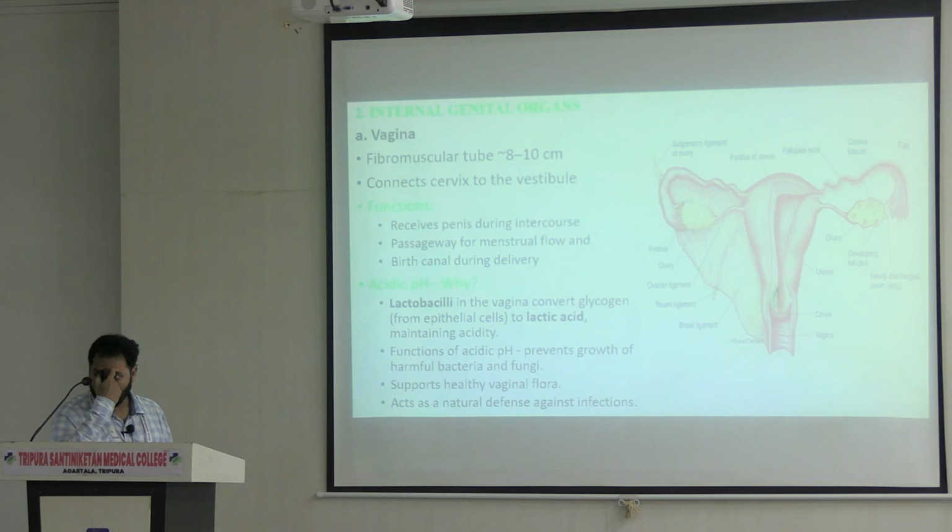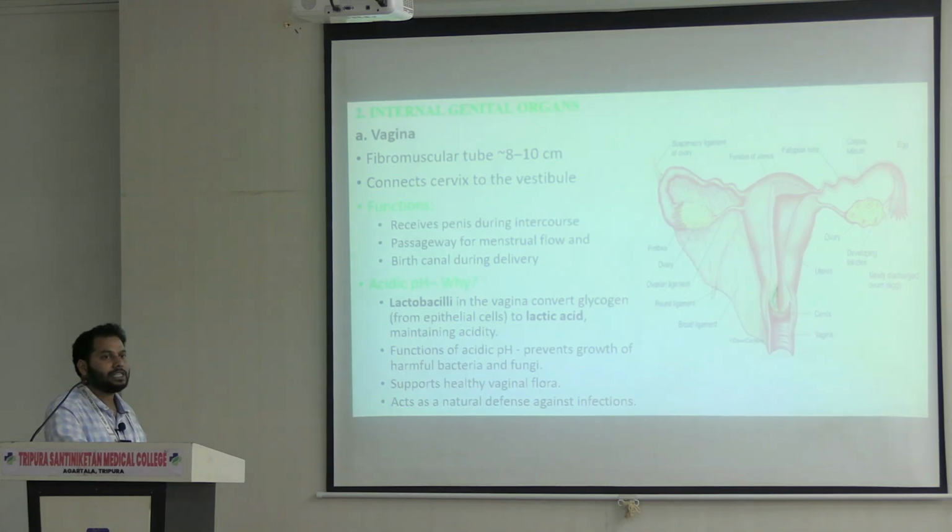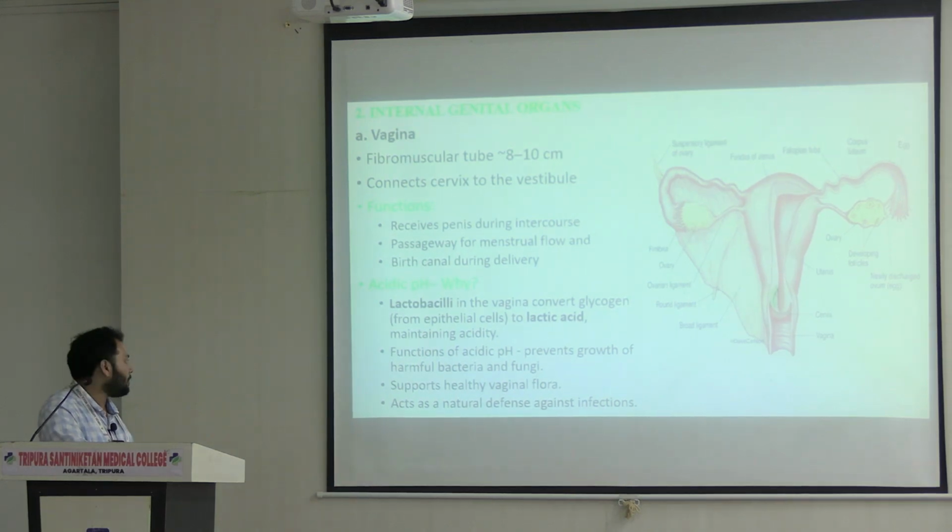So not only does it prevent the development of fungus, this acidic pH is also helpful for the development of some beneficial vaginal flora. It acts as a natural defense against infections. So now it is clear that this is the first structural part of the internal genitalia of the female.